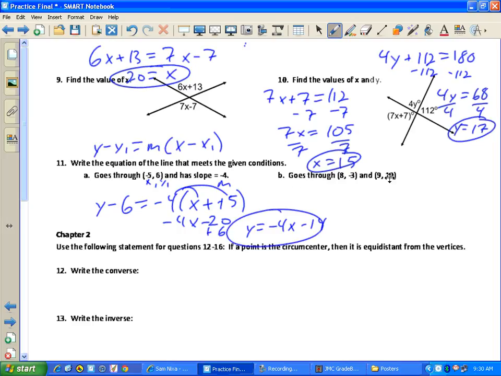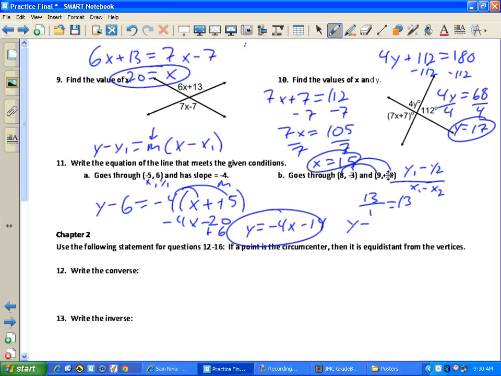If I want to go through these 2 points, I'm not given a slope this time, so I need to find it. So this is the formula for slope. So I'm going to take, and it could be y2 minus y1 also. It's arbitrary which one you decide to be x1, y1, or which one you decide to be x2, y2. So I'm going to take 10 minus negative 3, which is 13. Which means I have to take 9 minus 8, which is 1. So my slope is 13.